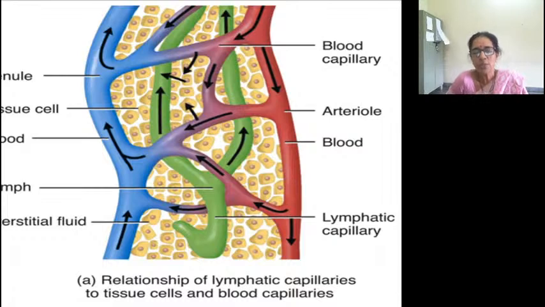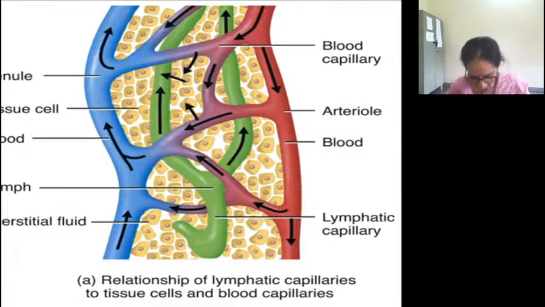Supposing in a day 20 liters of fluid is filtered at the arteriolar end and 17 liters is picked up by the venous end. The 3 liters is remaining in the interstitial spaces. This 3 liters of fluid goes via the lymphatic channels into your heart.